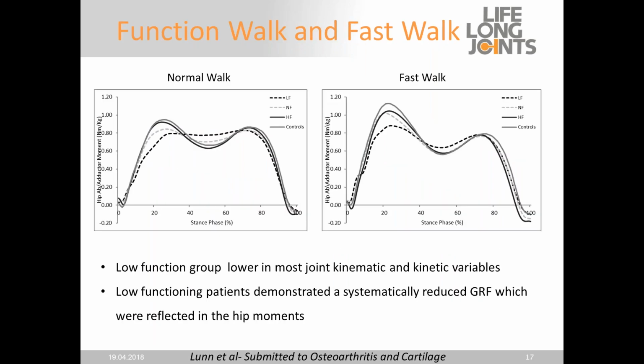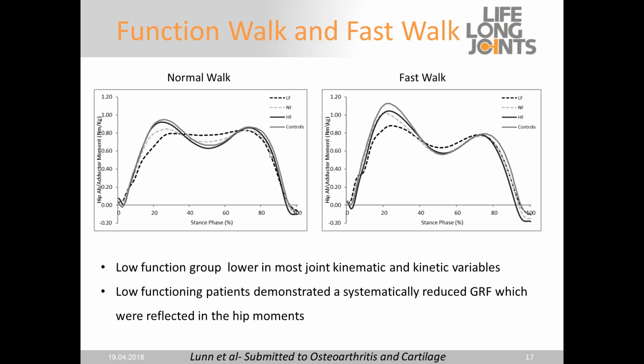We can see some further results from our function strata. Here in particular, we're looking at the hip abductor moments. The typical double hump from our high functioning patients is very similar to our control group. But when we look at our low functioning patients, we see a flattening of the double hump, which could indicate a much more pathological gait pattern. This was the same in most other joint kinematic and kinetic variables, which were reduced in the low functioning patients compared to our controls and our high functioning patients.